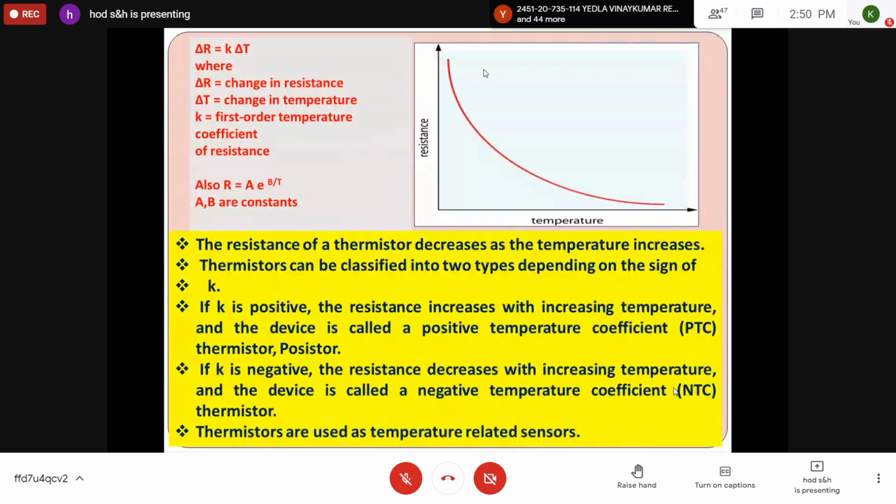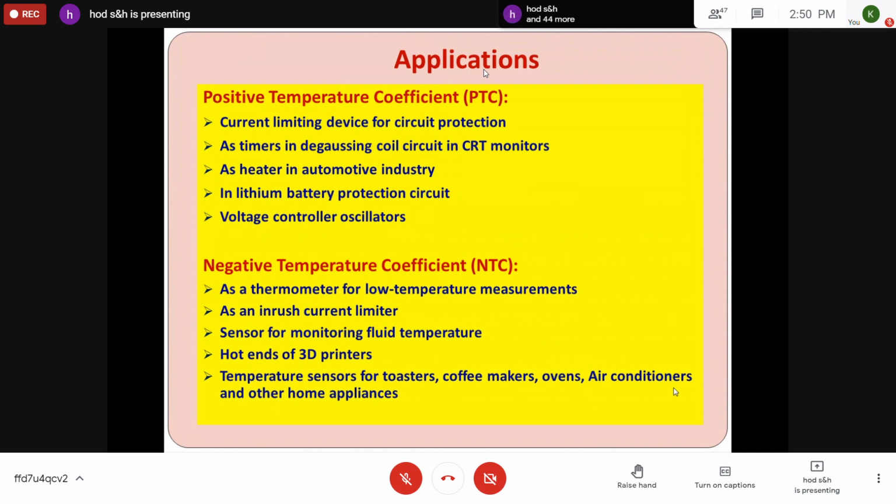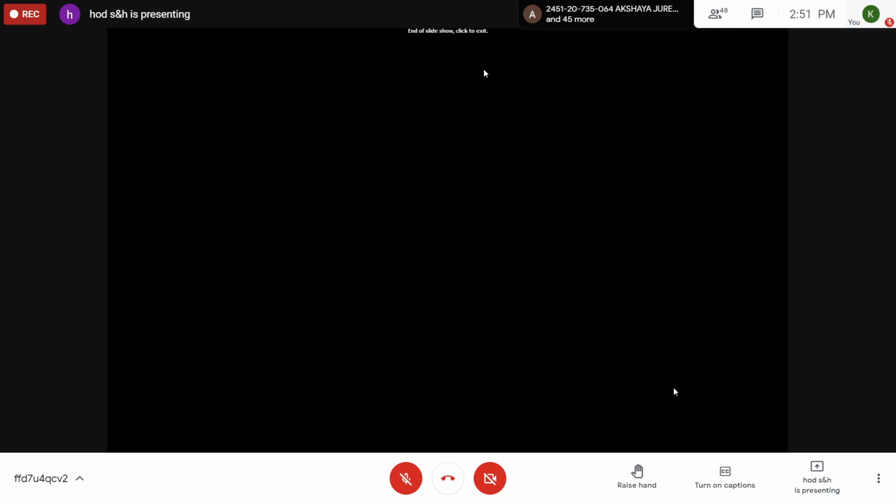As we increase the temperature, the resistance decreases based on the nature and availability of electrons in the outermost shell, and how they behave according to the nature of the material. It acts as a negative thermistor or a positive thermistor. This is called a negative temperature coefficient thermistor. These are generally used as temperature sensors, and these are a few applications of thermistors. Positive and negative temperature coefficient thermistors have different applications, so based on the application, thermistors can be fabricated.